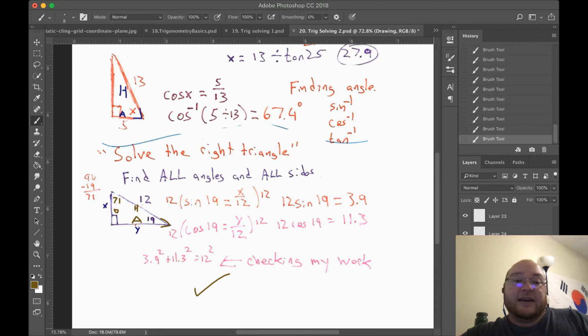So basically, if I ask you to solve the right triangle, you're just doing multiple trigonometric equations. And then you might have to also know that triangles add up to 180 degrees.